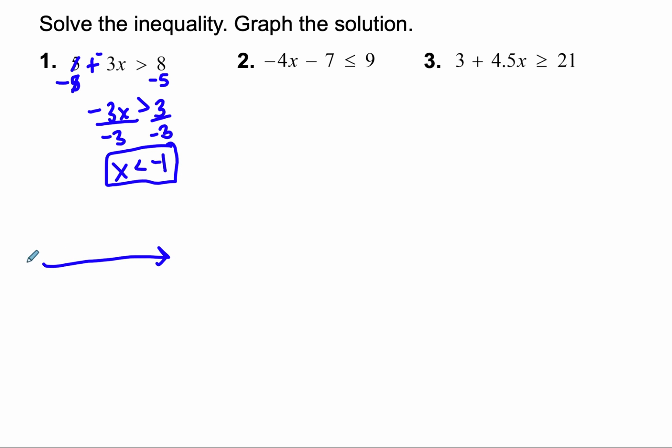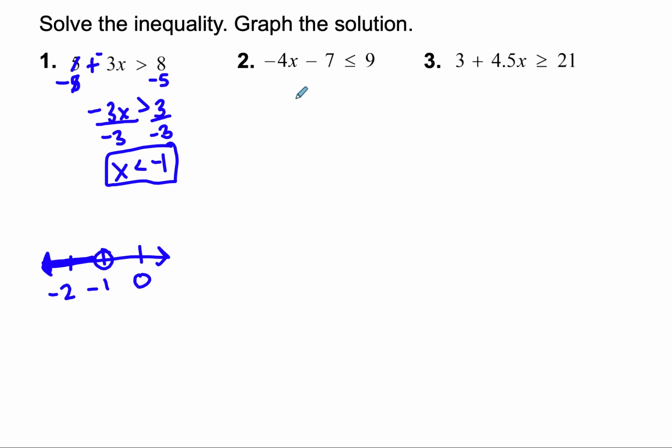Now I need to graph it. Remember, when you're setting up your own number lines, you need at least one number that is less than your answer, and at least one that's greater than. They need to be equally spaced apart in terms of value. So here I'm going up by 1s. Negative 2, negative 1, 0. Open circle on the negative 1. It cannot equal negative 1. And then it's going to be shaded to the left. If I took my number negative 2 and put it back in, that would be true. Negative 2 is less than negative 1.